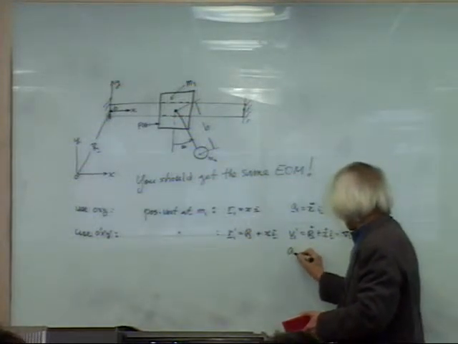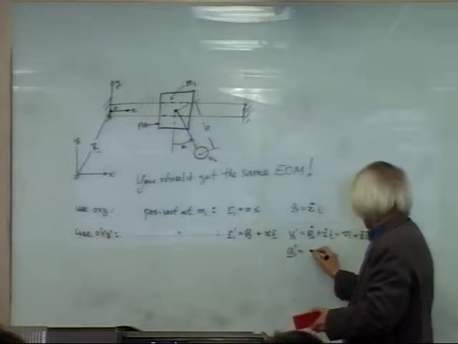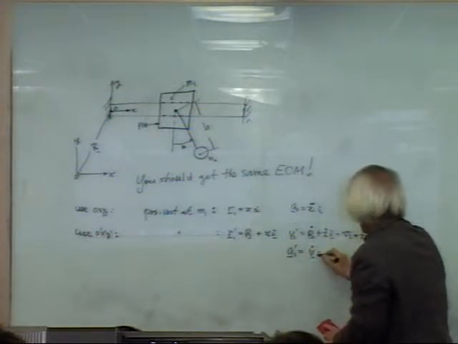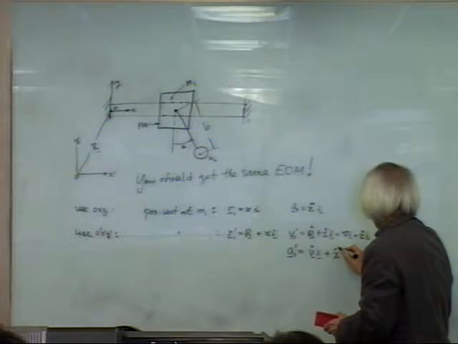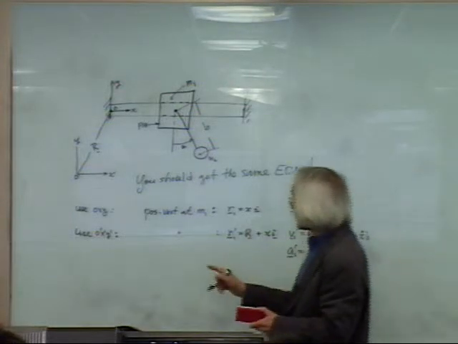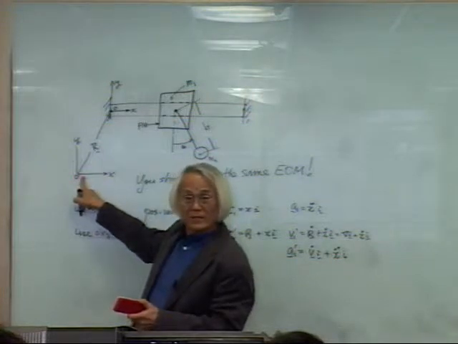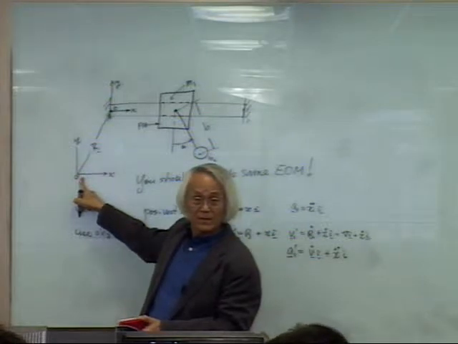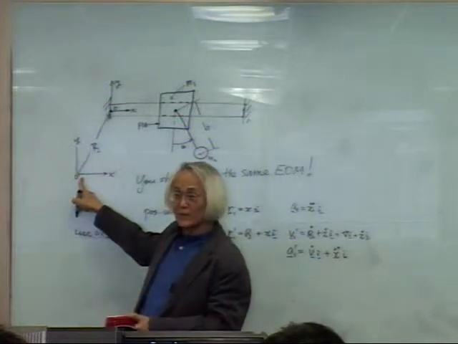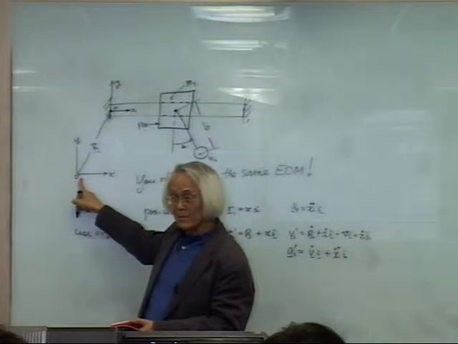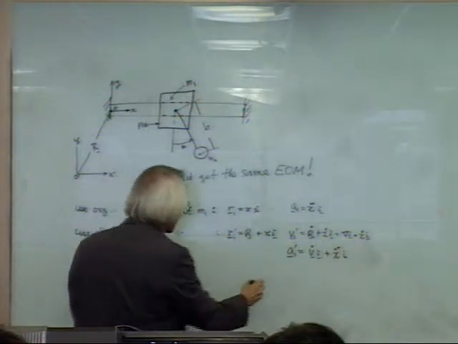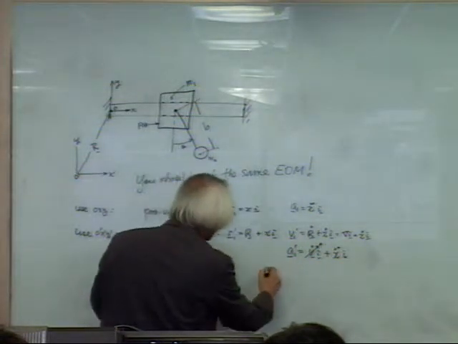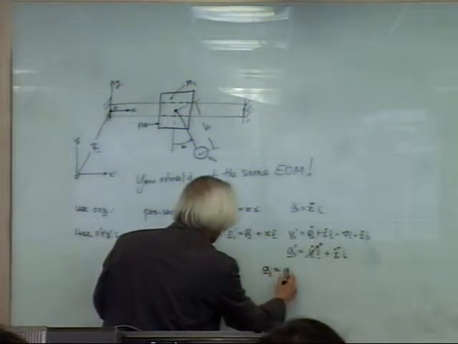However, a1 prime is V dot plus x double dot i. By definition, if this is an inertial reference frame, it cannot accelerate. That's the definition of an inertial reference frame. Right? Everybody got it? Therefore, V dot is 0. So the net result is a1 is the same as a1 prime.